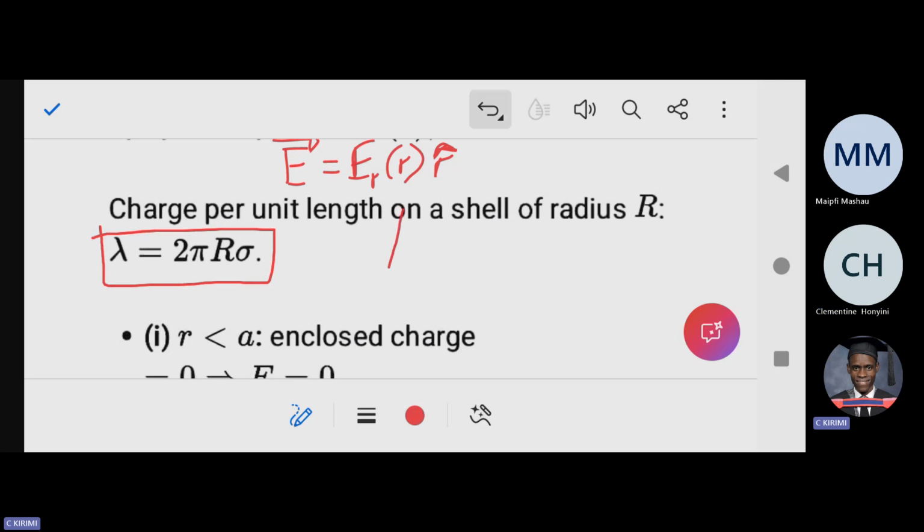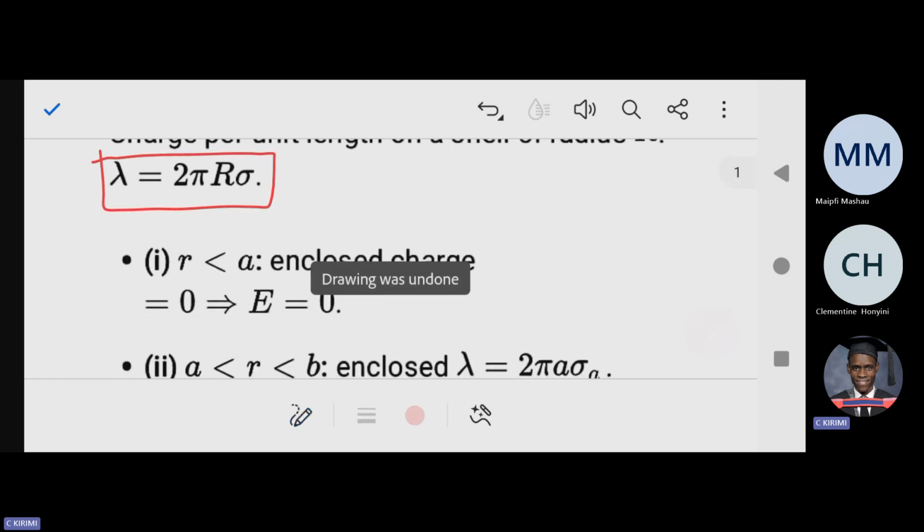So the three regions, we are supposed to calculate the charge densities for the three regions: inside, in between, and outside the cylinders.